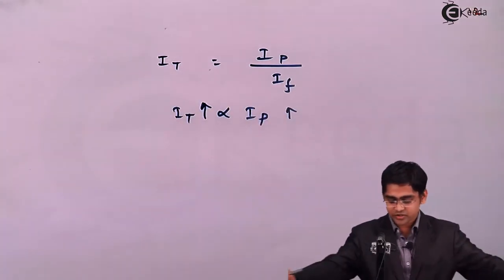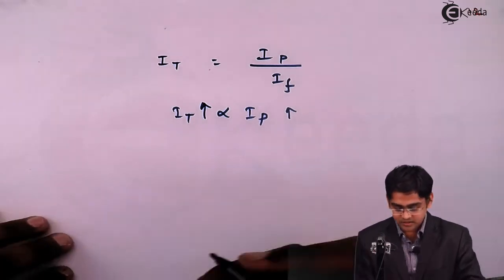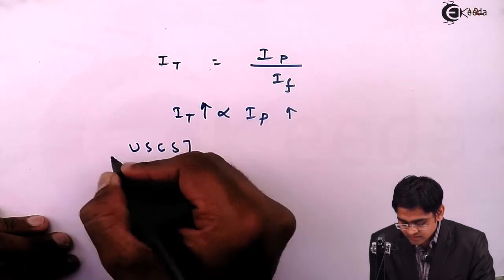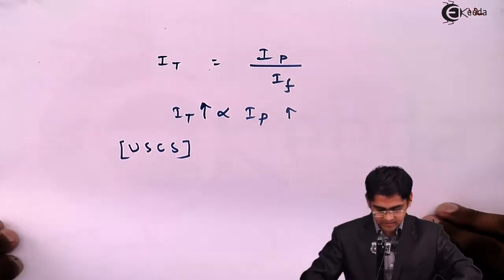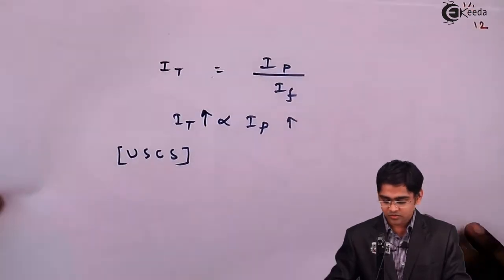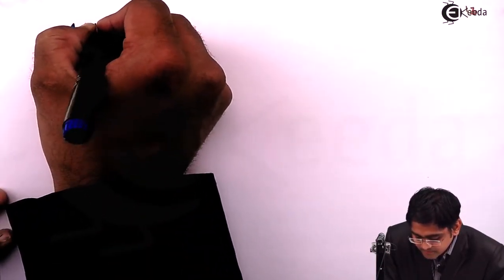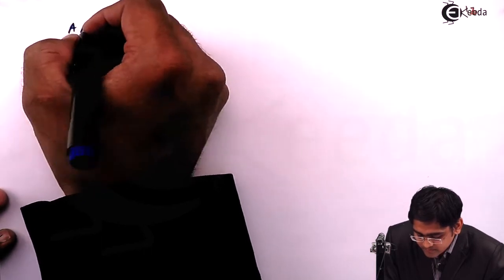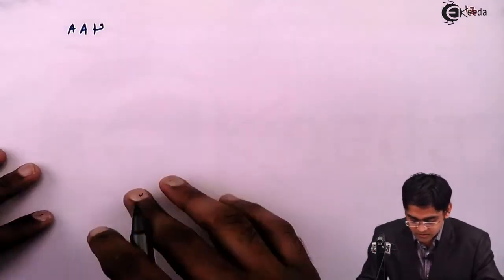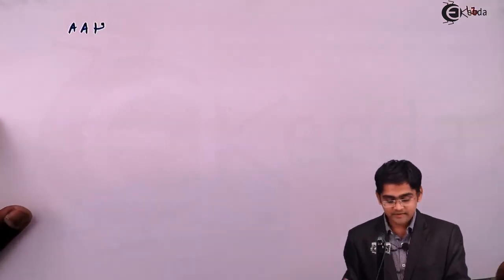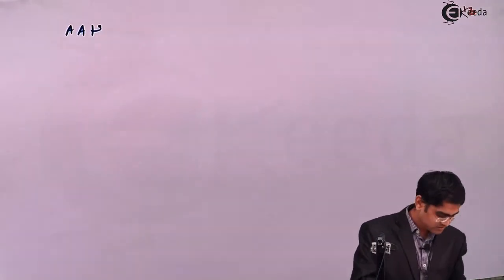So this finishes your first classification system, which is the Unified Soil Classification System, USCS. We'll move ahead with the AASHTO soil classification system. AASHTO means the American Association of State Highway and Transportation Officials.